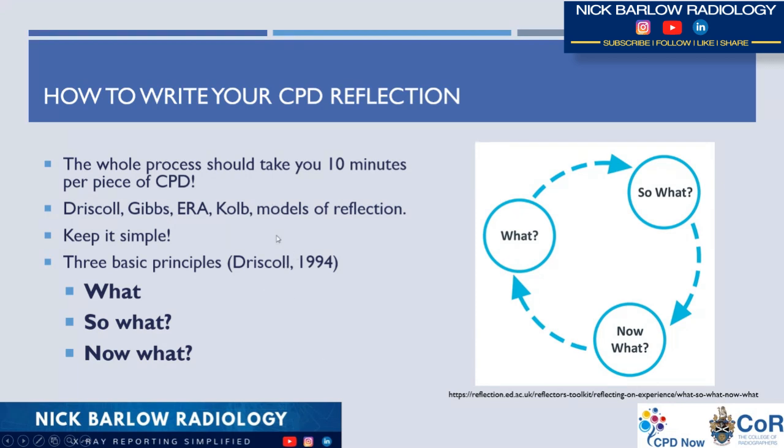And Driscoll used 3 basic principles, which I think is really good. Some of these have 5 or 6 different stages of reflection, which is great. But I think sometimes we overcomplicate things too much, and it's nice to have it broken down and simplified. And I think this is, for people like me anyway, great. So the Driscoll one basically addresses it in the form of 3 questions. What? So what? And now what? What did I learn? How did it go? And what am I going to do as a result? And it's as simple as that.